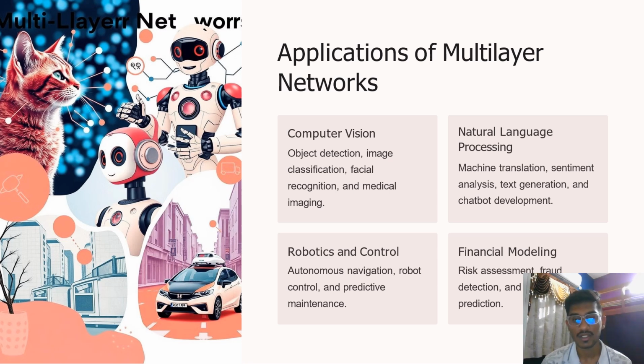The most important thing here in robotics and control is autonomous navigation, robot control, and predictive maintenance, where all the robots should make sure that they learn at very deep layers, mimicking almost all the activities of the human brain. So they should think like humans, act like humans, work like humans. So it is very important here. The multi-layer neural networks are very important here.